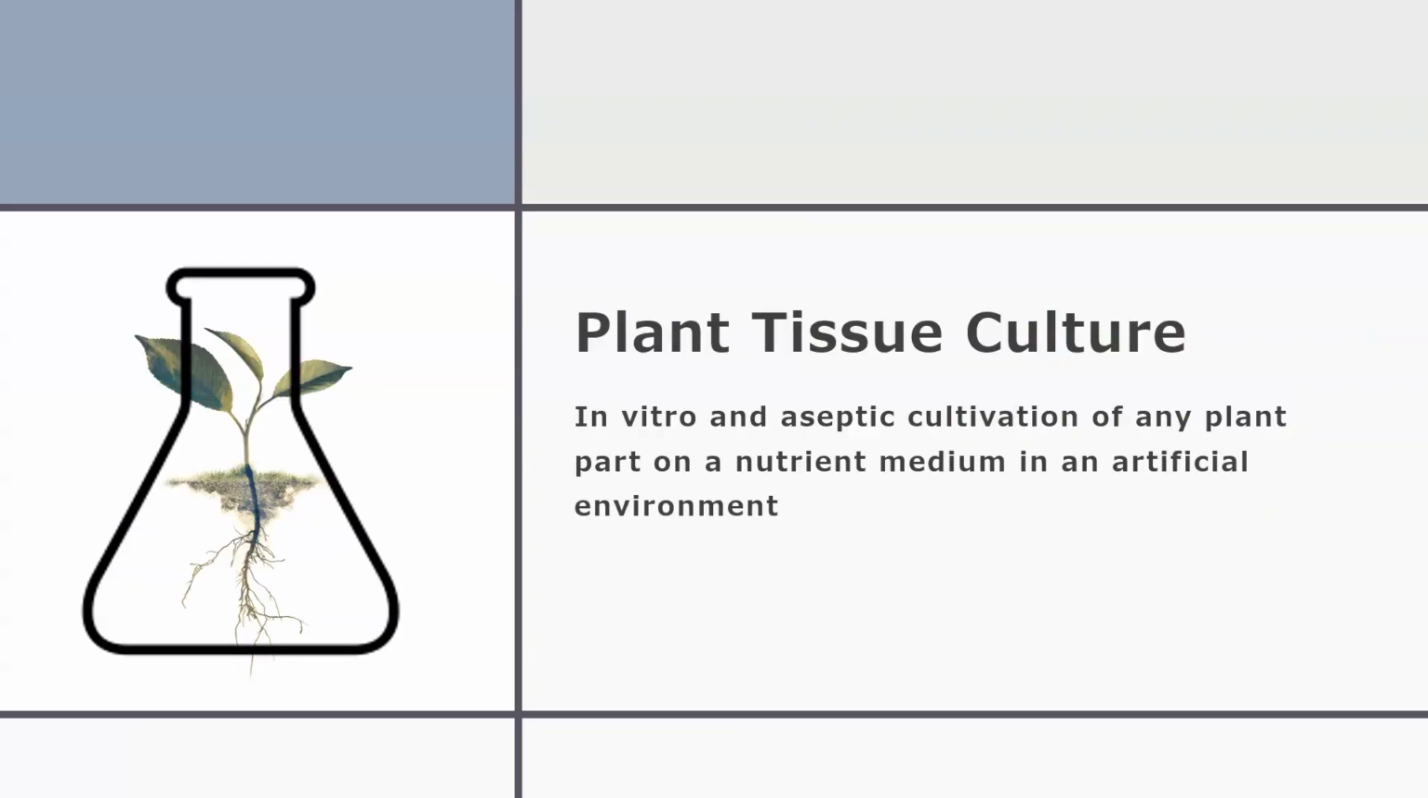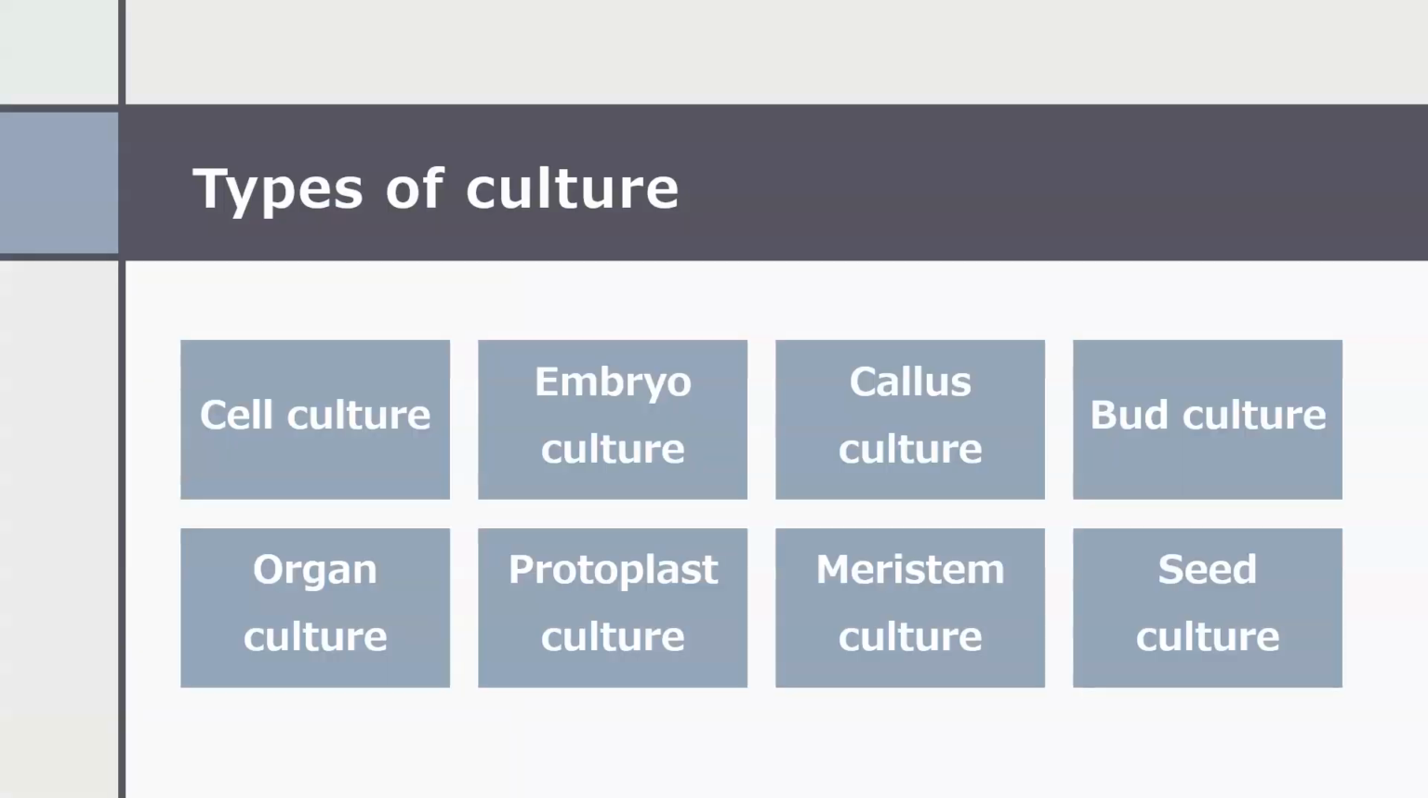The term plant tissue culture commonly refers to the in vitro and aseptic cultivation of any plant part on a nutrient medium in an artificial environment. In vitro work is carried out in a test tube, dish, or flask, outside of a living organism. Therefore, plant tissue culture techniques are also known as in vitro techniques.